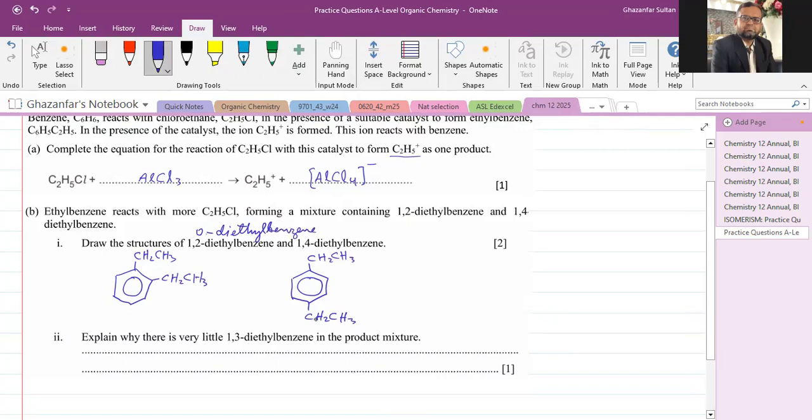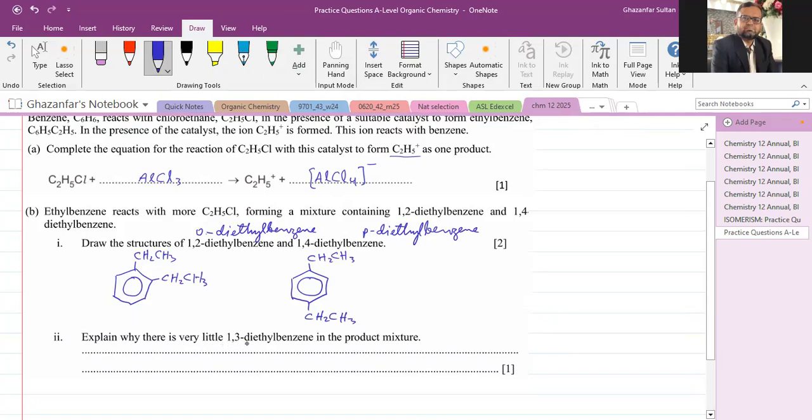And for 1,4, this is called the para position. So you can write para-diethyl, or p-diethylbenzene. But remember that in A level, these ortho and para terms are not used.